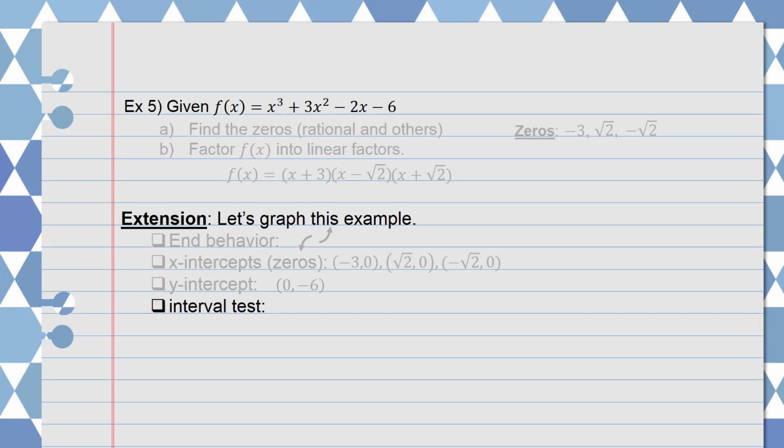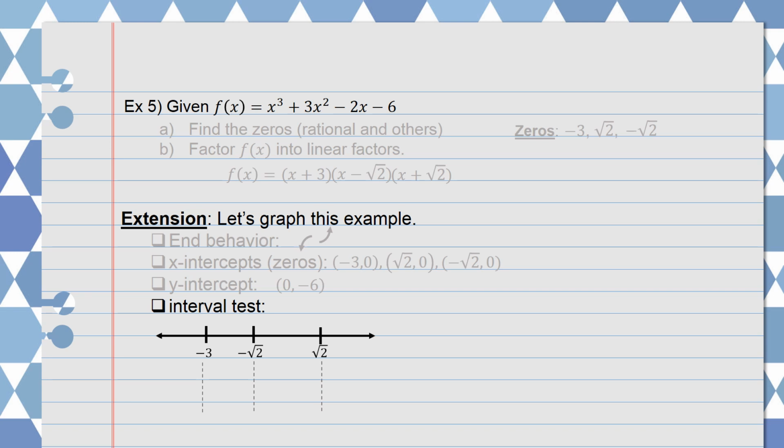Now we're ready to do the interval testing. This is where you draw your x-axis. Now since we have 3 zeros, we have 3 specific values on the x-axis we must mark, and they do need to be in the correct order. The smallest value that appears furthest on the left would be -3. Next would be -√2, and then next would be +√2.